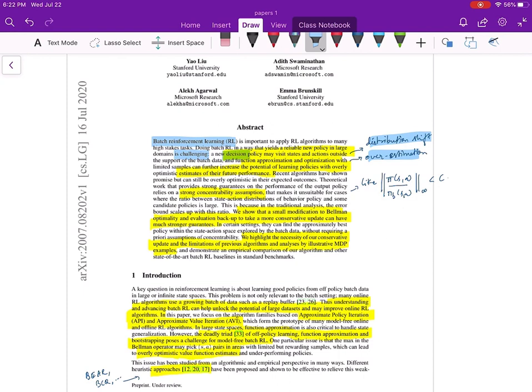They say that recent algorithms have shown promise but can be overly optimistic in their expected outcomes. That's talking about BCQ and BEAR papers, which they compare the algorithm in this paper with. Theoretical work has been provided. Okay, so the strong concentrability assumption is something like shown here.